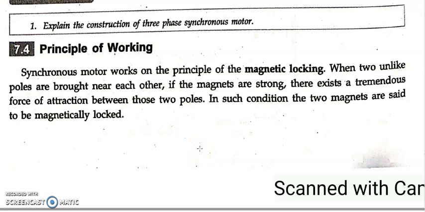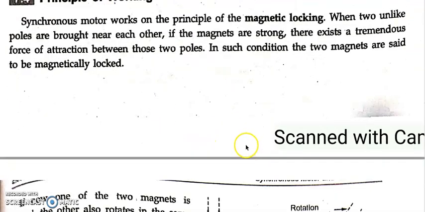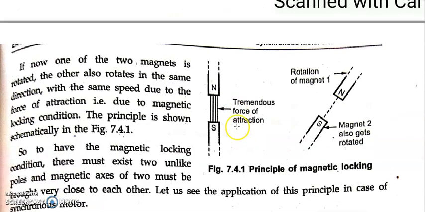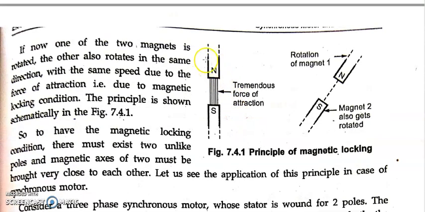Whenever we bring two unlike poles of magnets together, what happens? There is a force of attraction created. So if I move one magnet radially, clockwise or anti-clockwise, the other magnet will follow the same. And with that concept, the synchronous motor actually works. You can see that for the sake of example, here we are using two magnets. One is north, the other one is south, and as they are unlike poles, there is a force of attraction between these two magnets.